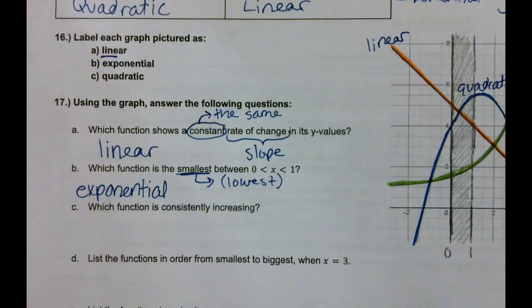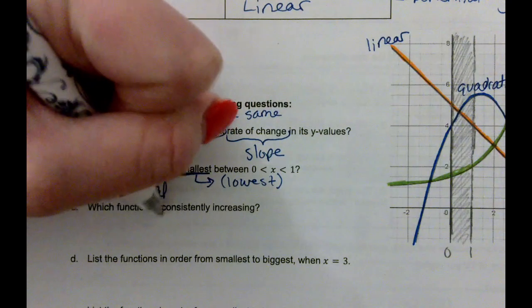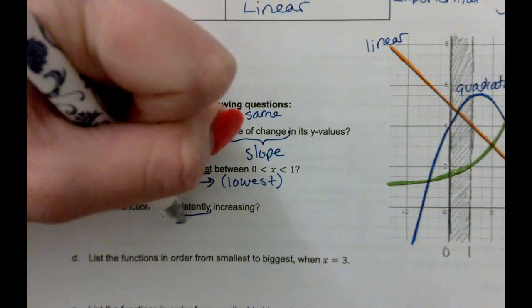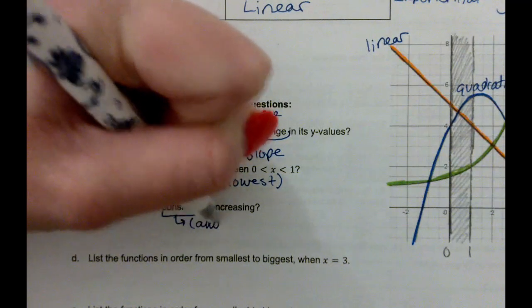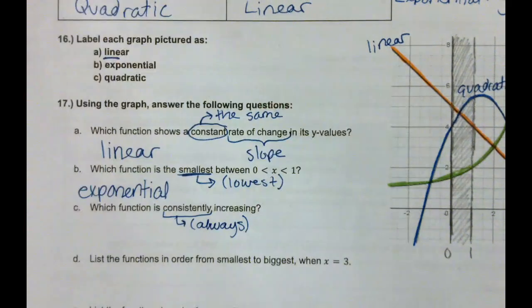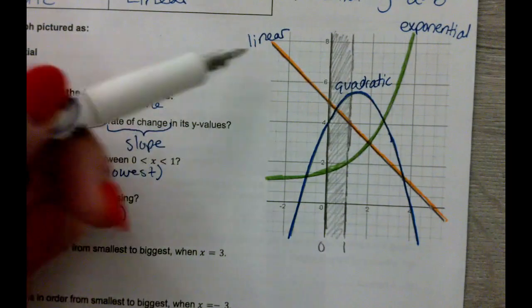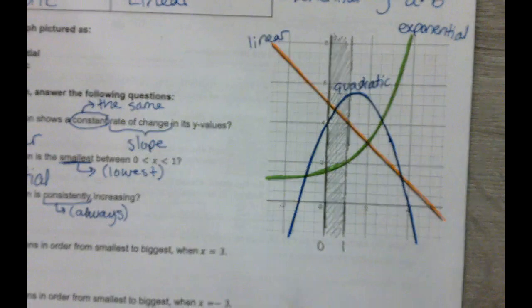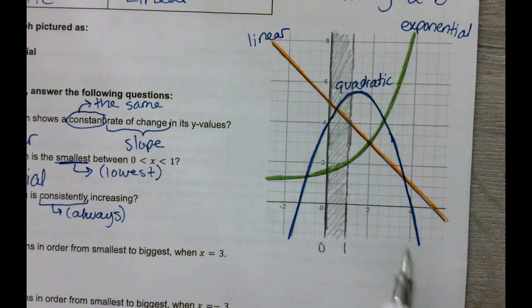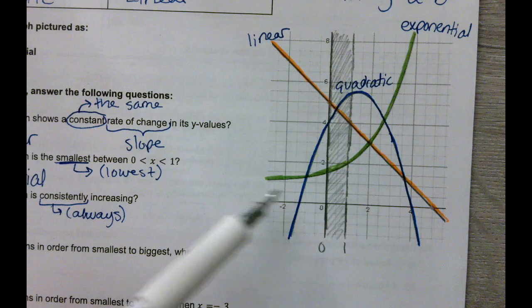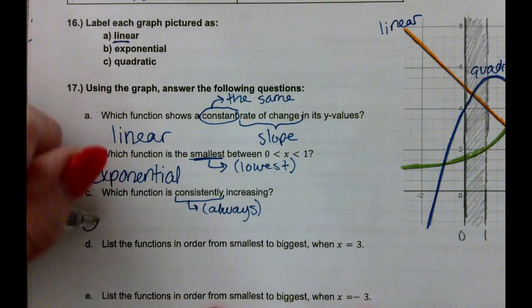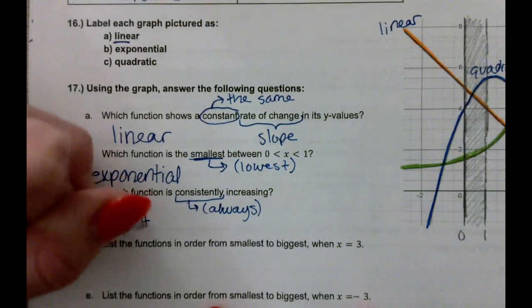Which function is consistently, you could also say always, increasing? Well, linear is going down the entire time, so that wouldn't be it. Quadratic goes up and then down, so it's not always increasing. It's increasing for half of it, but it's not increasing the whole time. Exponential is the only one increasing for the entire graph. So once again, exponential.